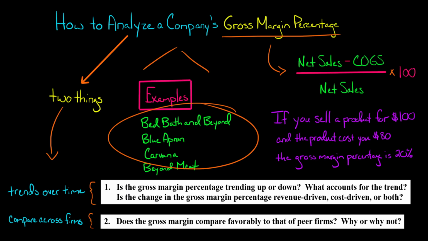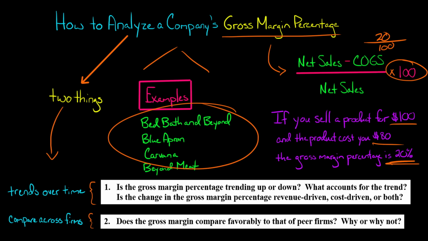So, if you have a company that sells a product for $100 and the product costs that company $80, they'd have gross profit of $20. Divide that by sales of 100, it's 0.2. Multiply it by 100, and you get 20%. So, that's how the gross margin percentage is calculated. It's basically showing you the markup that the company gets over the cost of its product when it sells it.